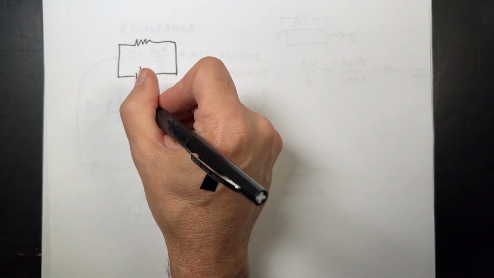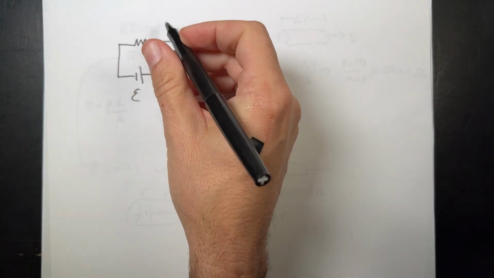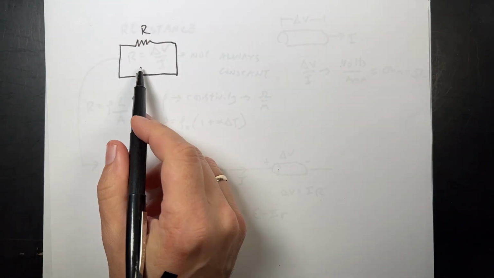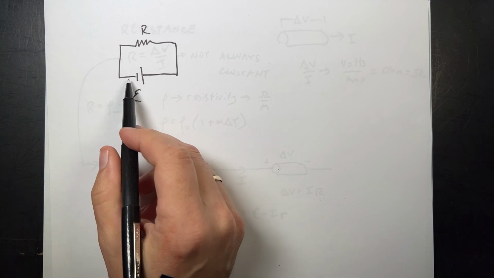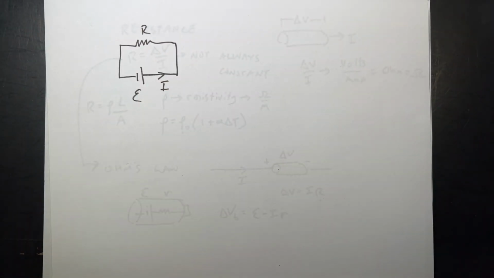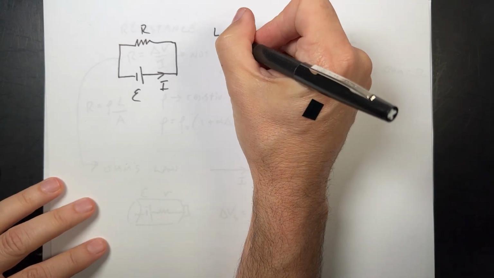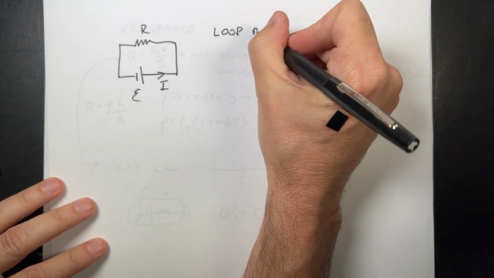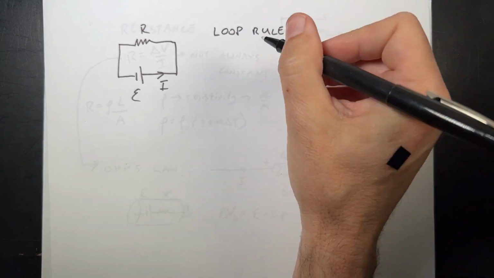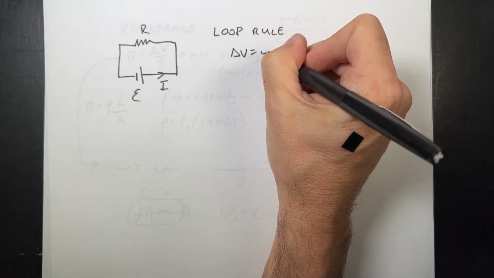So here's my battery. I'll call that E for EMF. Here's my resistor, R, and for a battery, we draw the long side as positive and the short side as negative, so I'll have a current right there. Now, let's get to the most important thing, the loop rule. There are two rules to look at with circuits. The loop rule is essentially this, delta V equals 0.